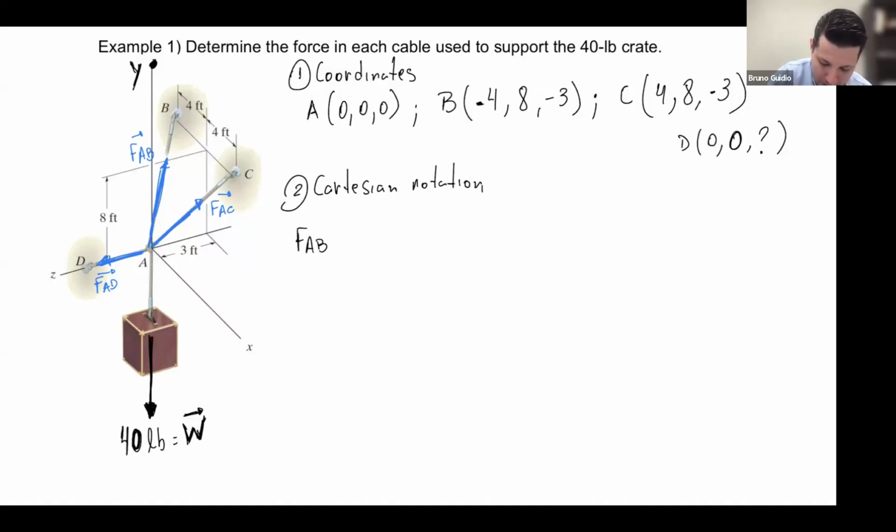B vector. How can I define FAB? FAB times lambda AB. And what is lambda AB? B minus A divided by DAB.